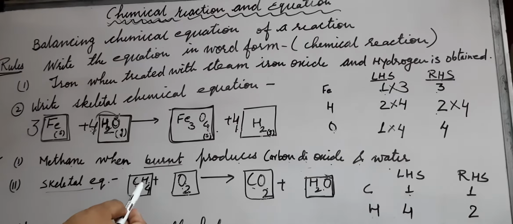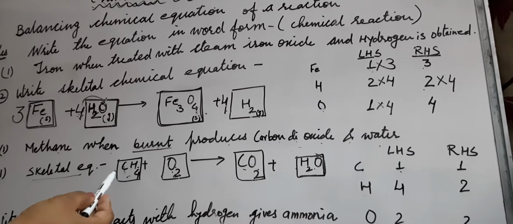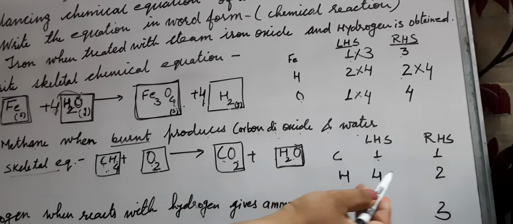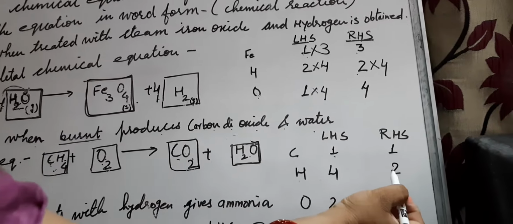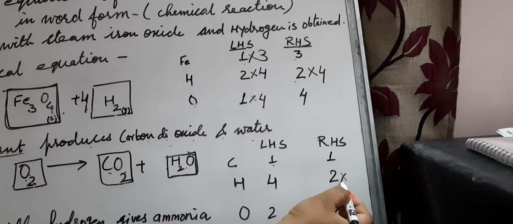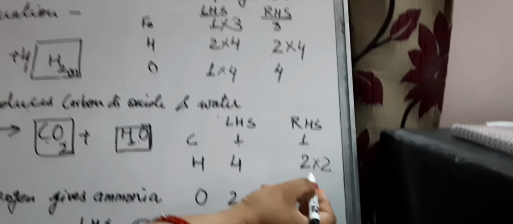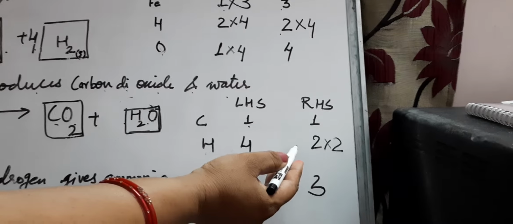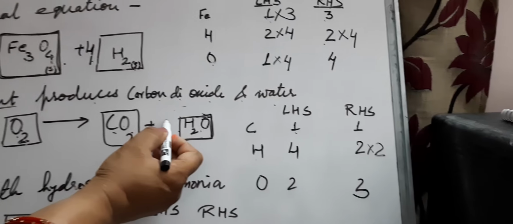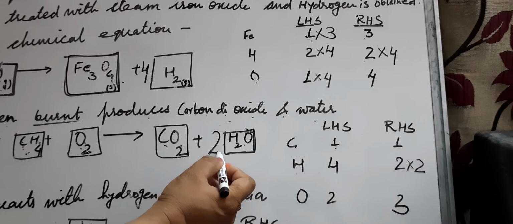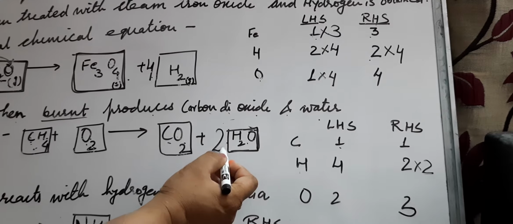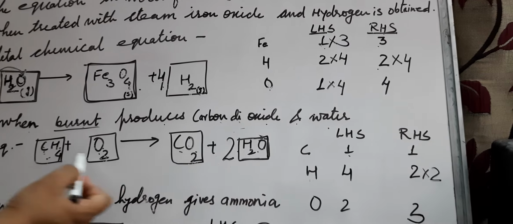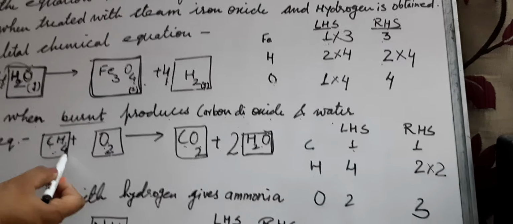In LHS you are observing that 4 hydrogen atoms are there, but in RHS only 2 are there. So I am making this 2 in RHS 4 by multiplying it by 2. So if in RHS I am multiplying by 2, here I am writing 2 in front of H2O. By writing this 2, hydrogen is becoming 4. 2 2s are 4, and here also it is 4.